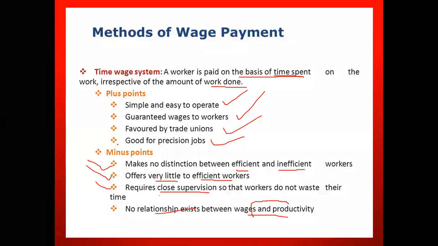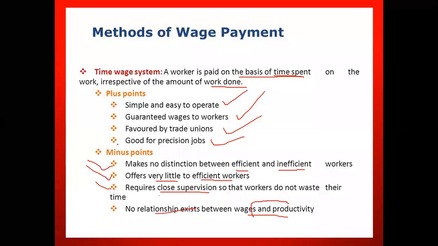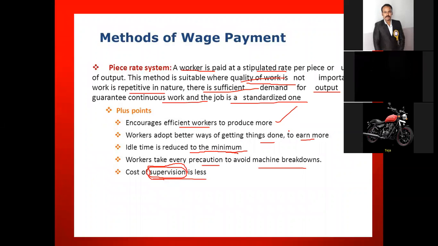Coming to the time-based system and the piece rate system, which were already discussed in the morning session, these are all the plus points and minus points. Here in the time-based system, the worker is paid on the basis of the time spent in the office, irrespective of the work done. But in the piece rate system, the worker is paid according to the unit of output. Here the quality of the work is not important, but it encourages the workers to produce more products, right?